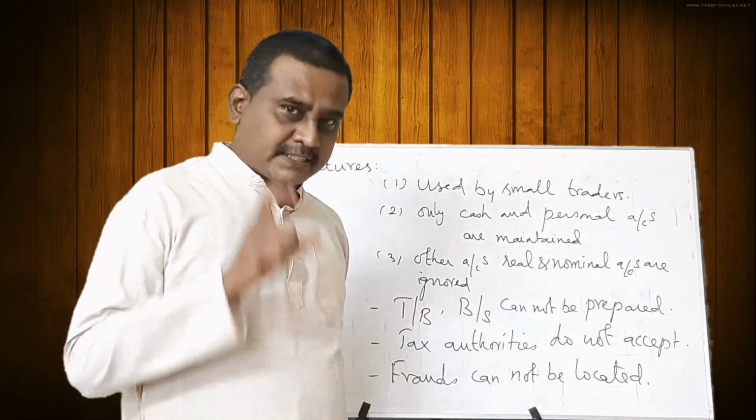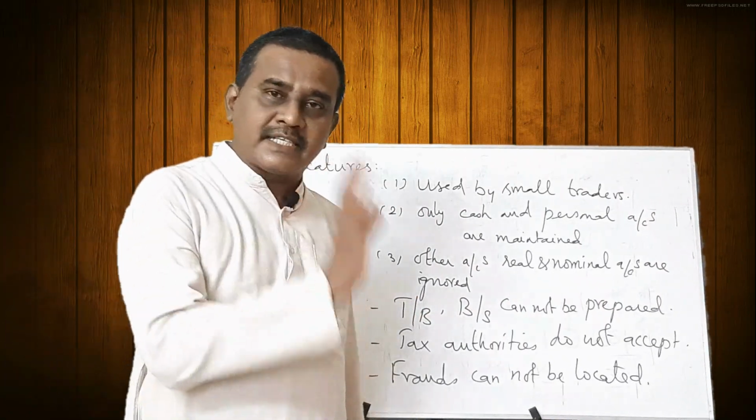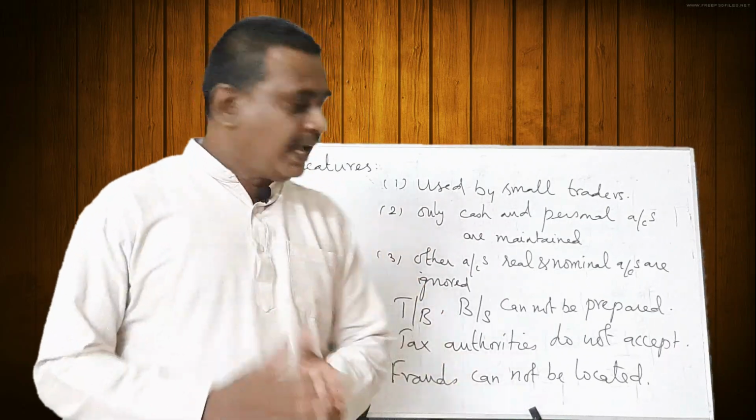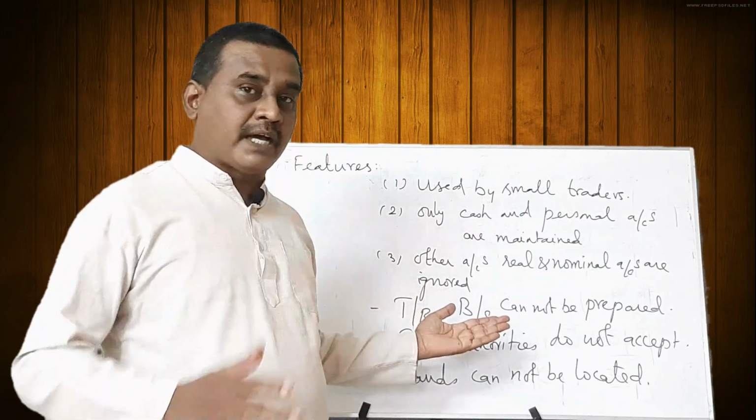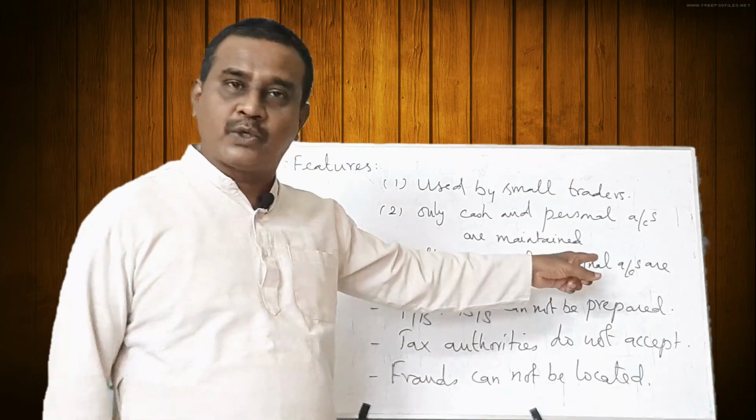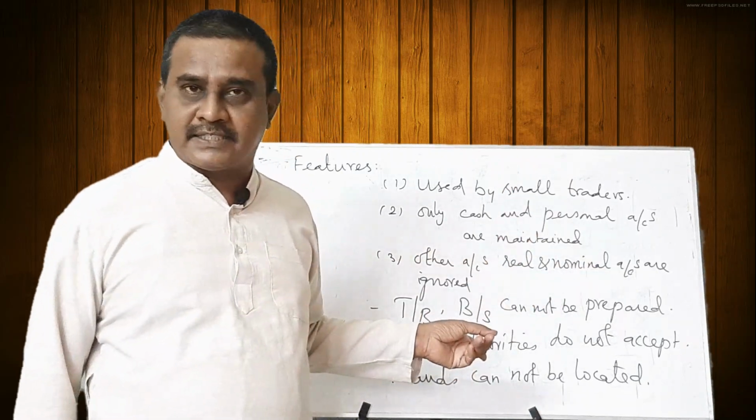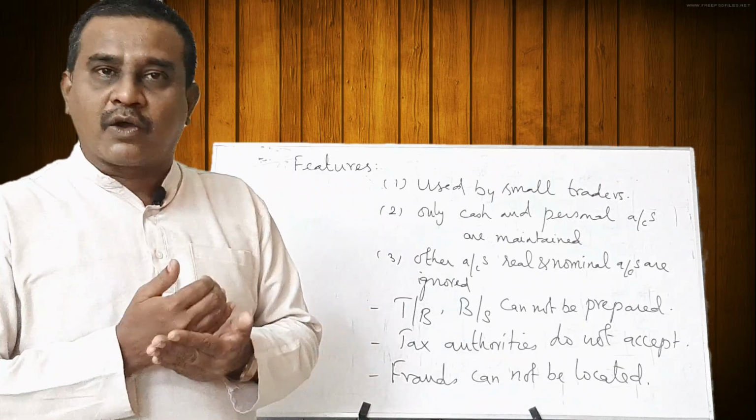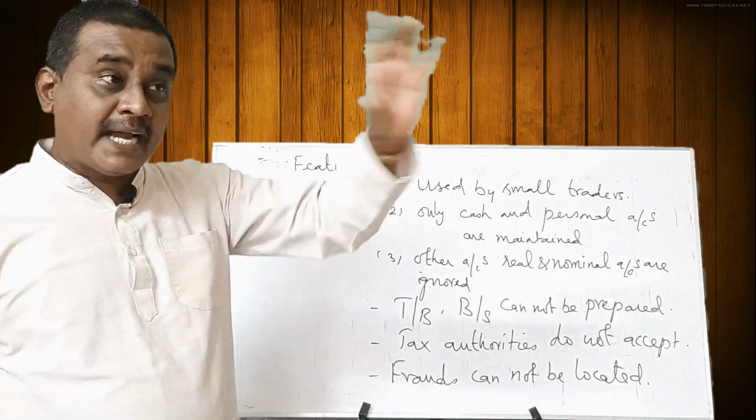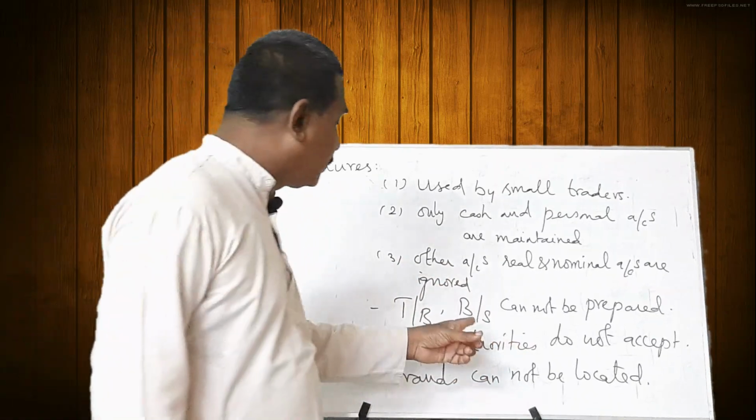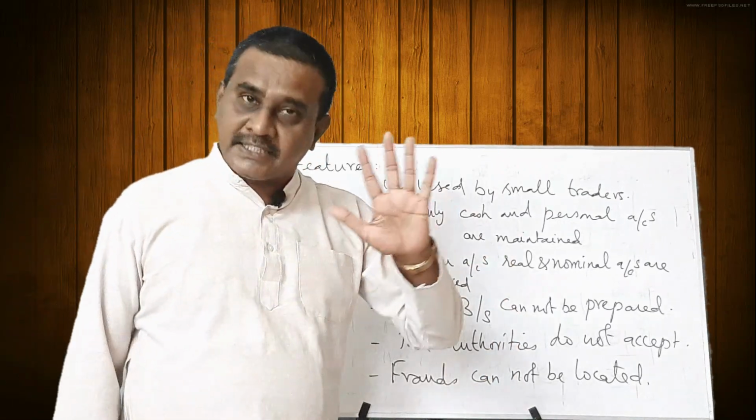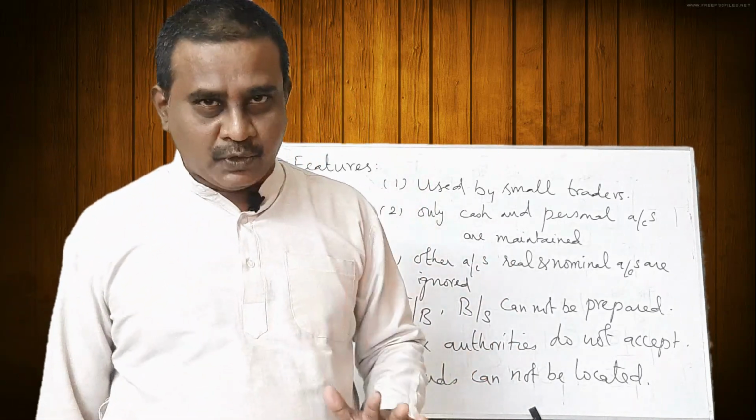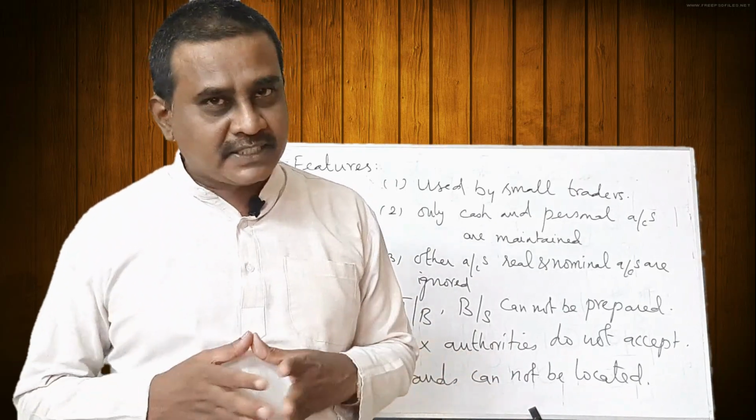Balance sheet is a statement which contains the assets and liabilities of a firm, and we do not maintain all the accounts. Remember, real accounts are totally ignored under single entry system. Let us take machinery. Machinery is a real account. We do not maintain accounts for machinery. So that balance cannot be brought to balance sheet. So balance sheet cannot be prepared, and so we cannot know the financial position of the business.